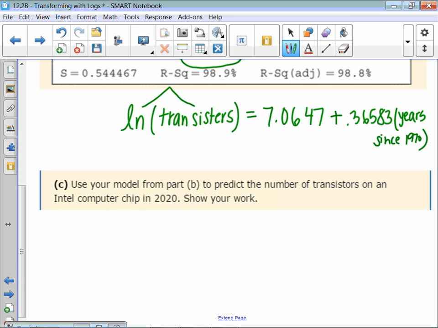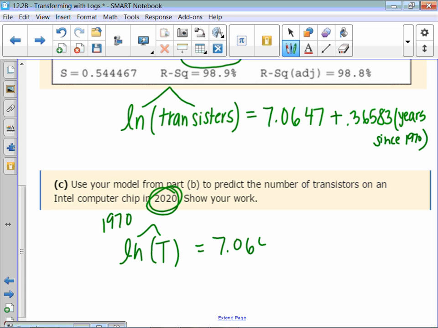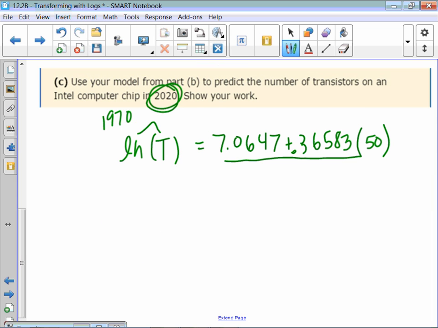So 2020 is how many years since 1970? That'd be 50 years. All we're going to do is plug 50 in right here. So ln of t equals 7.0647 plus, and I'm going to plug in 50. Plug this whole thing into your calculator, and you get 25.3562.